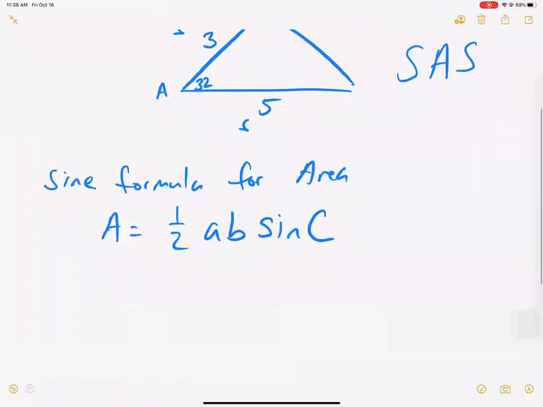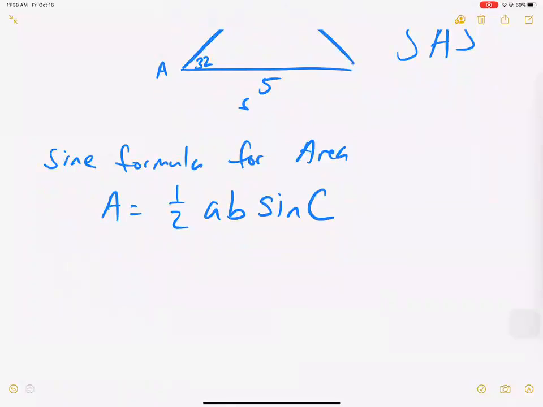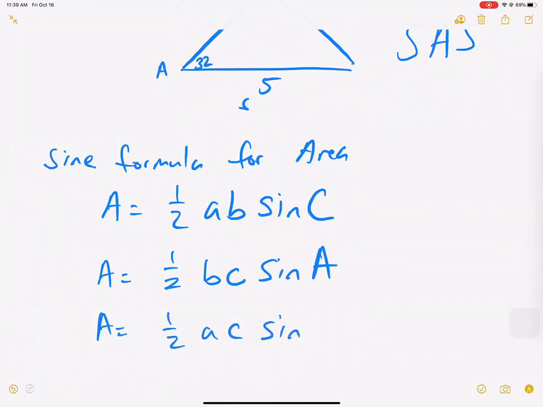And as you notice, I'm using A, B, C. Let's write a different version. A is equal to 1/2 B, C, sine. What letter am I missing? A. A is equal to 1/2 A and C. What letter am I missing? B. What happens is these are all SAS versions of each other.